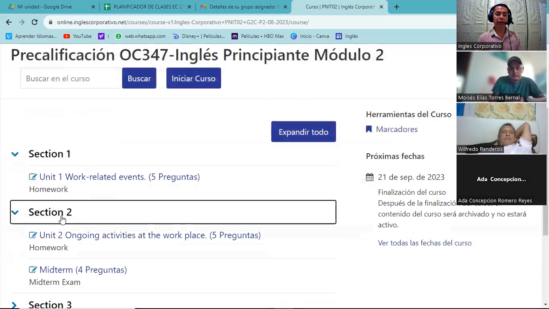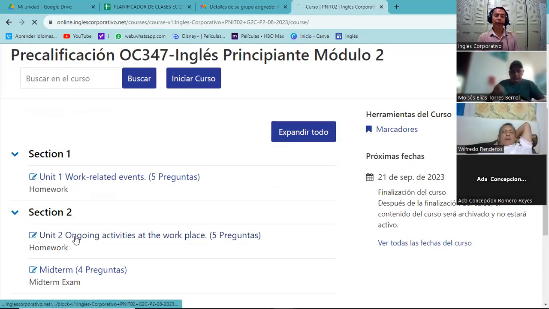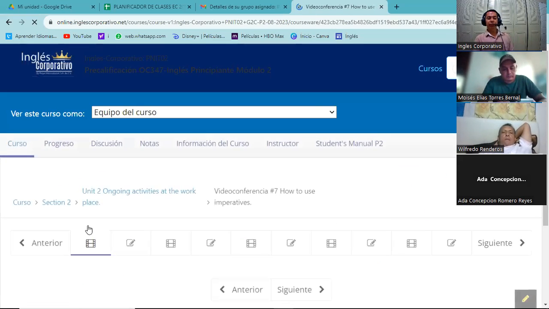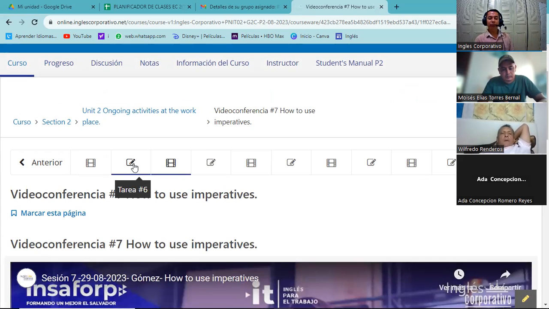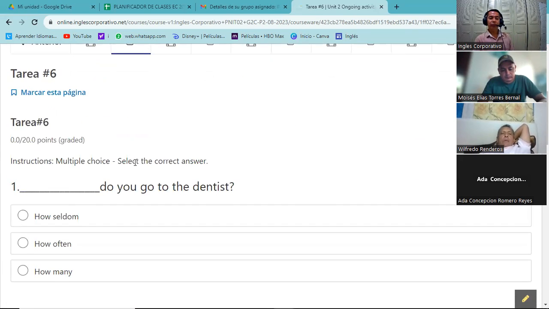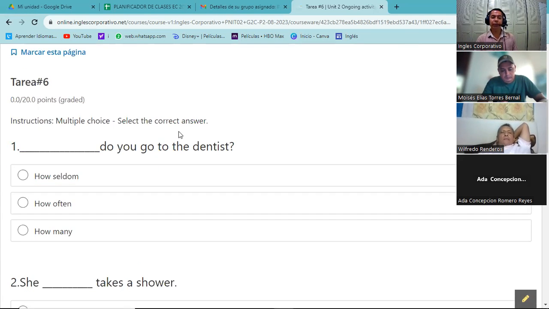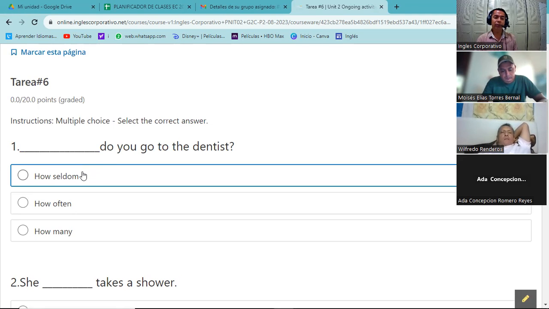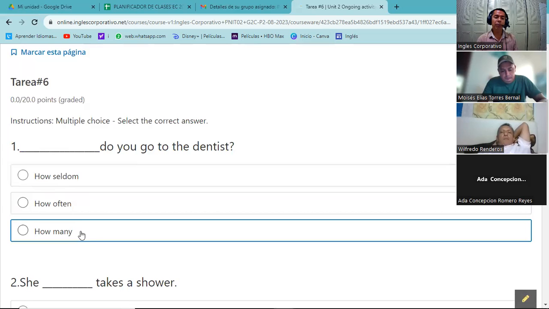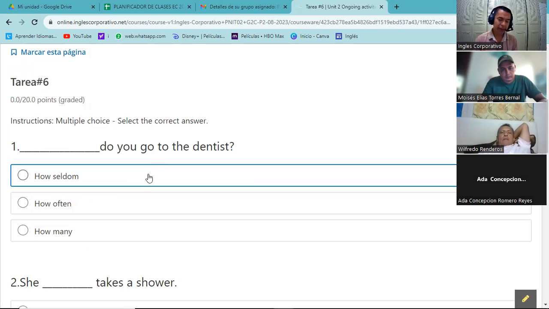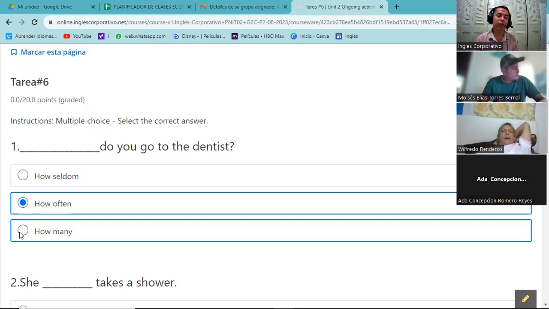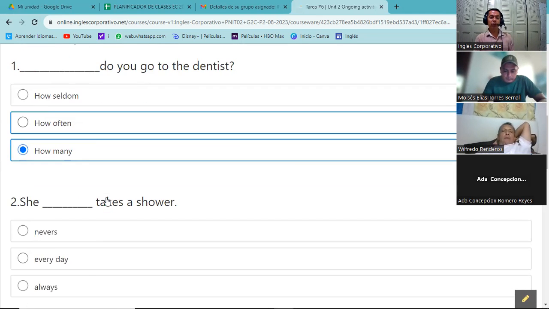La unidad 1, pues ya la revisamos. Unit 2, right? Let's go activity by activity. Activity number 6. Instruction, multiple choice. Select the correct answer. How seldom, how often, or how many do you go to the dentist? Right? So you can check how seldom, how often, or how many, right? One of the three options.